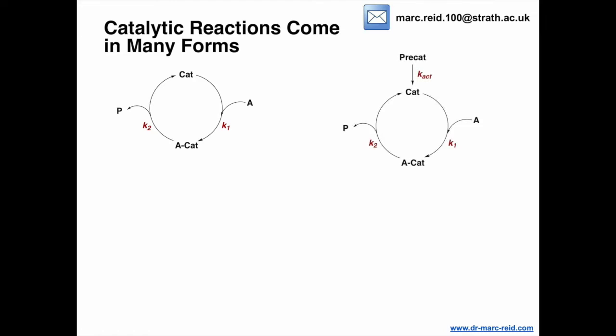The next example is made more complex by the fact that the reaction does not start with the active catalyst. Instead, a pre-catalyst is activated to set up the catalytic cycle. This catalyst activation step is what is called an off-cycle process. The third example shows a case where two reactants are involved in the catalytic cycle. This introduces another step and therefore another rate constant, K3.